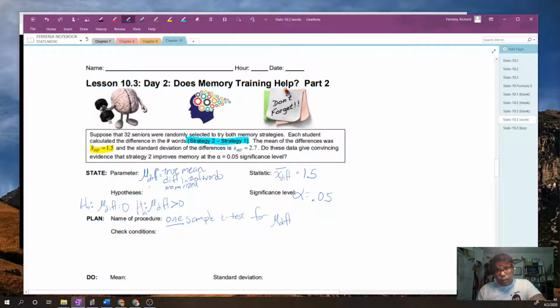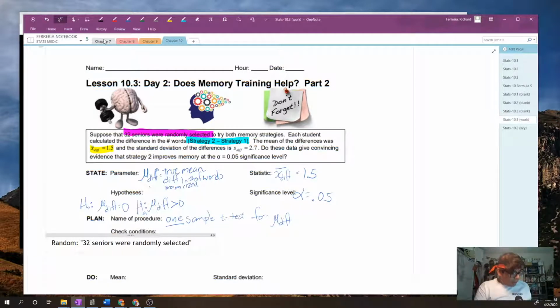And then now we've got to check the conditions. So remember, there are 3 that you need to check: random, 10%, and normality. So let's check them all. What's the first one? Random. Is there anything in the reading that suggests that we have a random sample? And yes, if you look at the purple highlights that I may put up there, we see that 32 seniors were randomly selected.